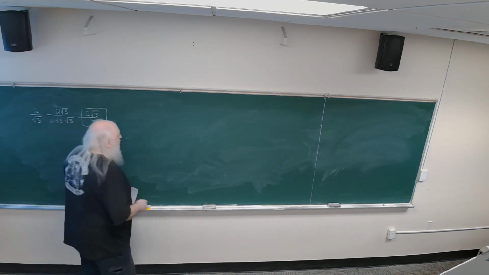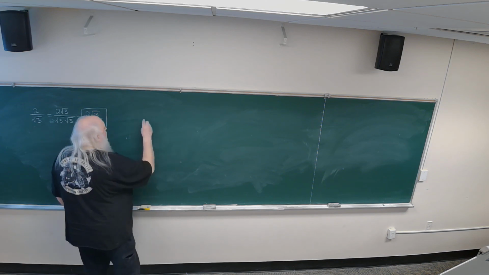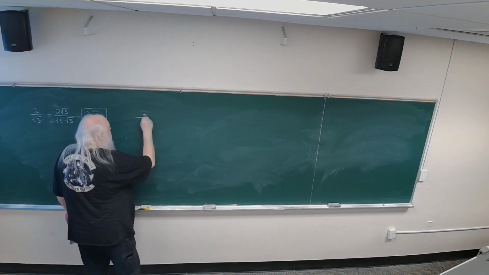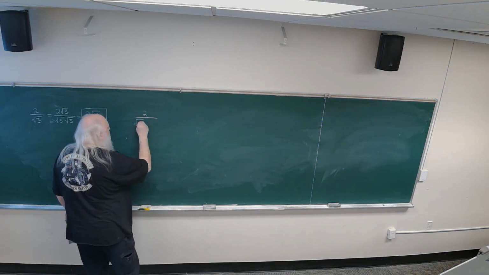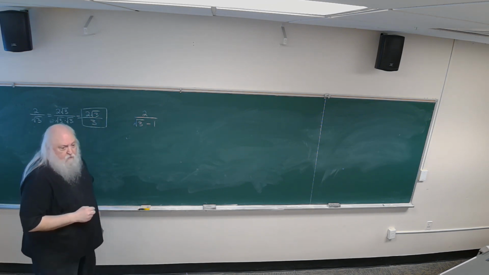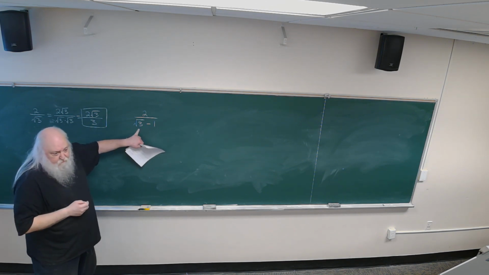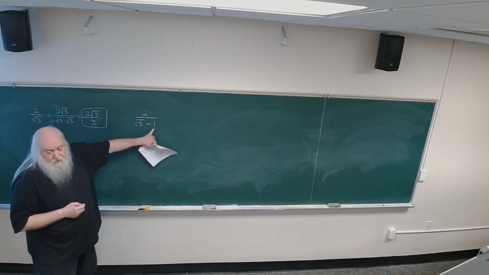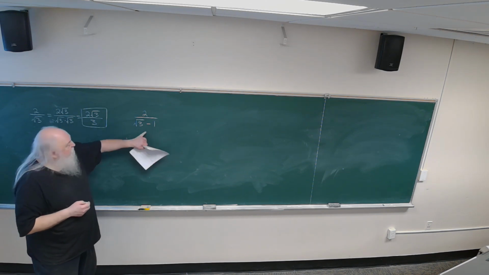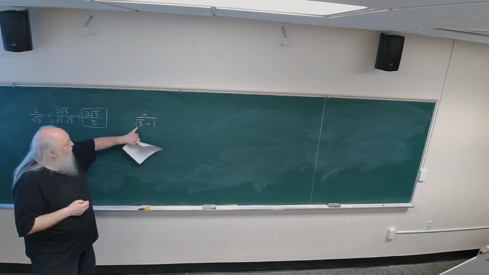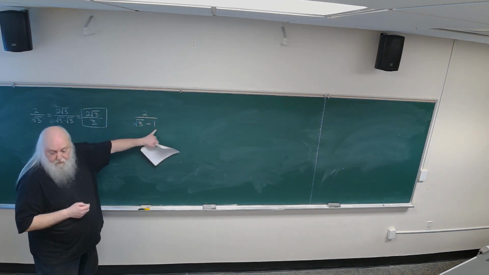Now let's take a look at an example where the answer to our problem is 2 over square root of 3 minus 1, okay? Now, you can't simplify that in the denominator. Square root of 3 is an irrational number. 1 is a rational number. Okay? So to get rid of the square root in the denominator, we're going to multiply top and bottom by the square root of 3 plus 1.